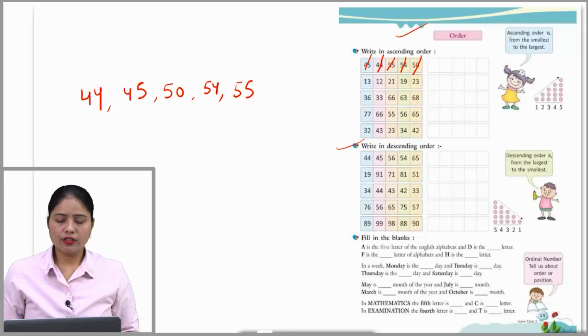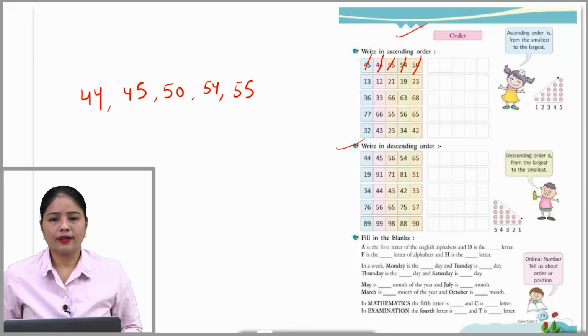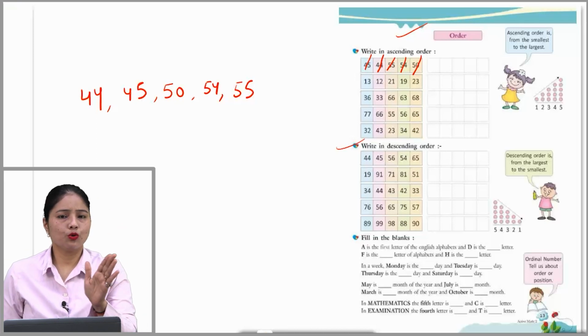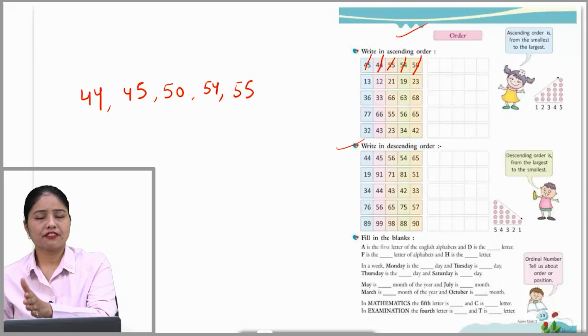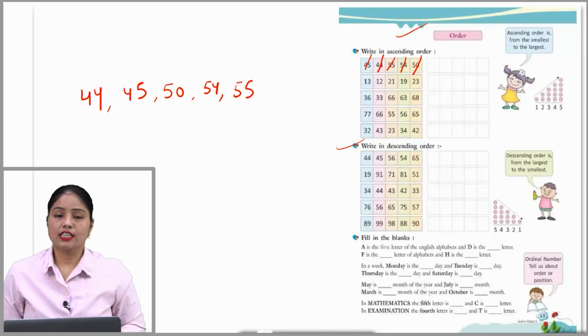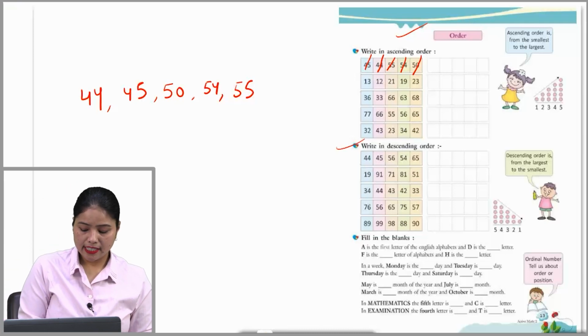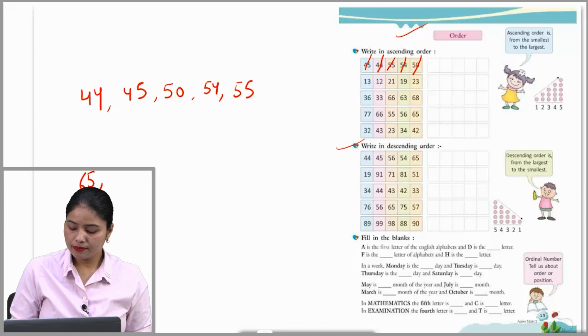Now beta move on. Write in descending order. Descending order is from the largest to the smallest. बड़े से छोटे में जाना है. So first one is 44, 45, 56, 54 and 65. Yes. So among all, we know that 65 is our greatest number. So write it 65. Cut it from list.